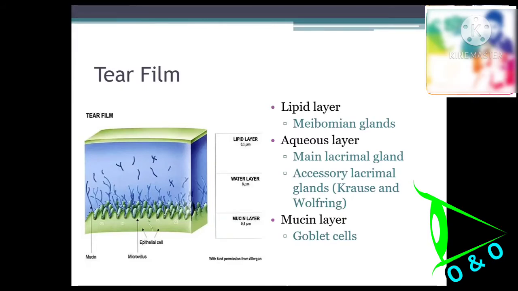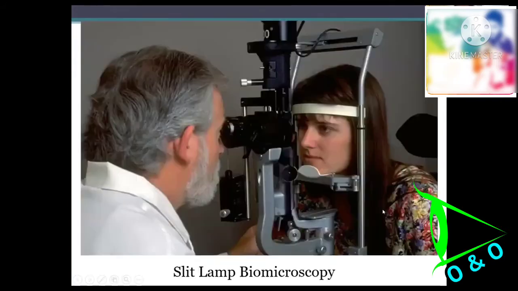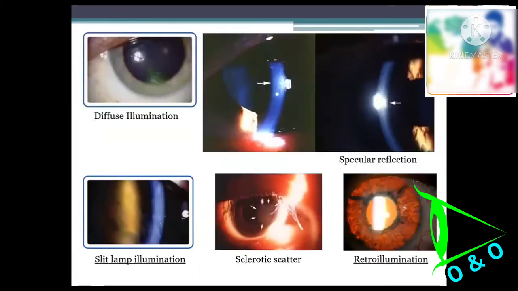Okay, at the very top is the lipid layer, which is produced by meibomian glands. The lipid layer is important because it slows down the evaporation of the tear film. So if you have a very poor lipid layer, your tear film is going to evaporate more quickly and also lead to dry eyes. I'll be talking about all this later on in this talk when I talk more about dry eye. Next I'm going to go into some slit lamp techniques.